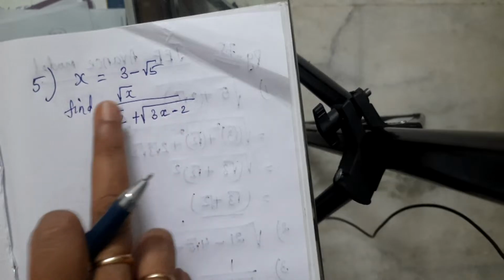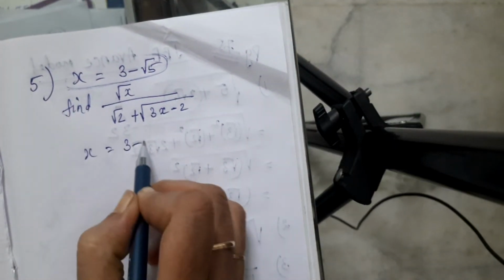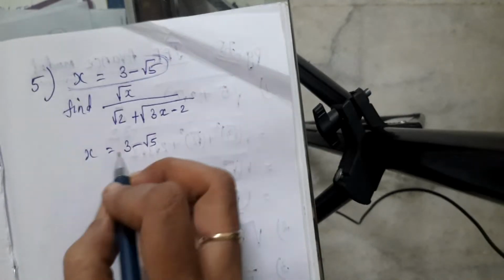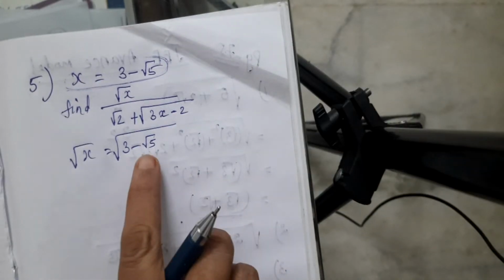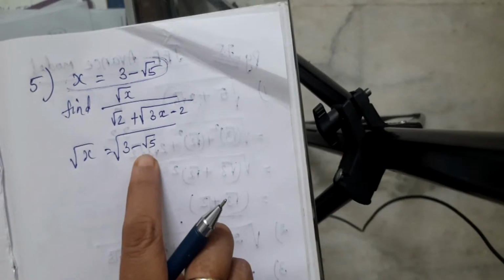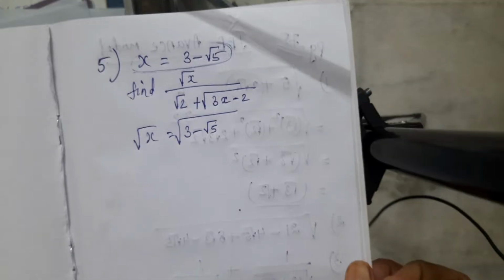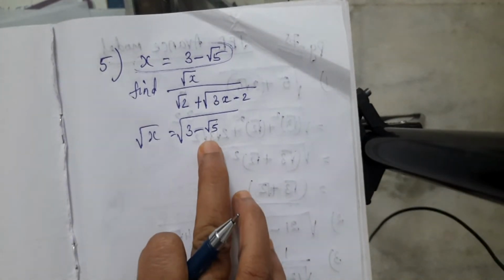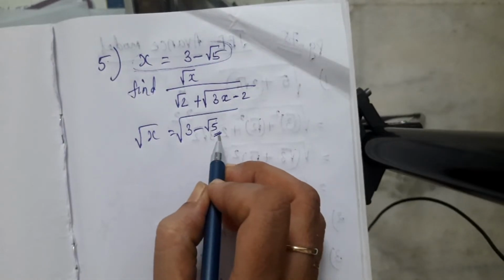So if you are replacing x with the given value, first I'll be finding what is root x. Now here x is 3 minus root 5. So root x will be root of this. Next step, what I told, always in front of the small root there must be 2. Here you can see that 2 is not there. If 2 is not there, what are you going to do? We need to multiply by 2. Moreover, this number is not divisible by 4.